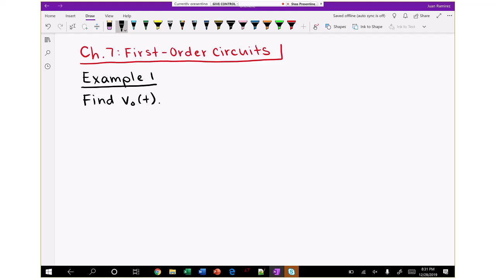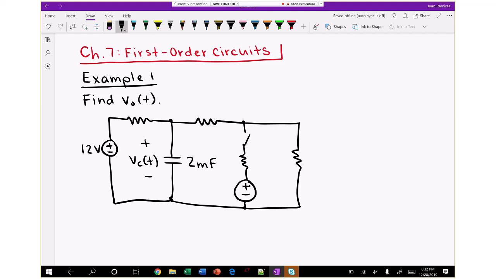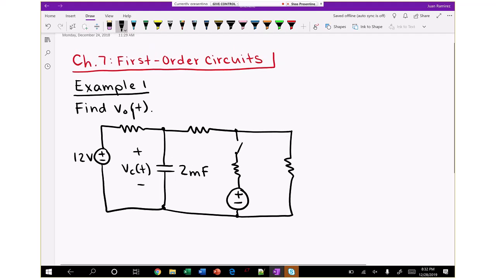So we're going to look for the output voltage. All right, so here's the circuit we're analyzing. I'm just going to kind of fill in some remaining values.